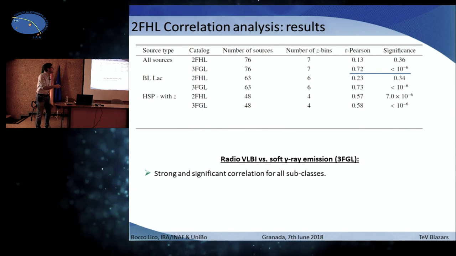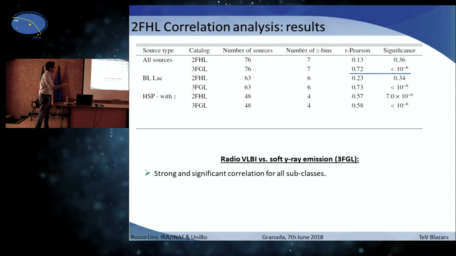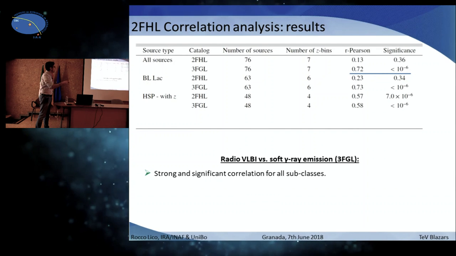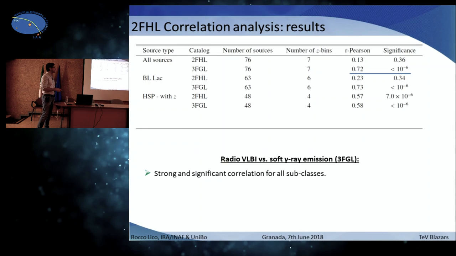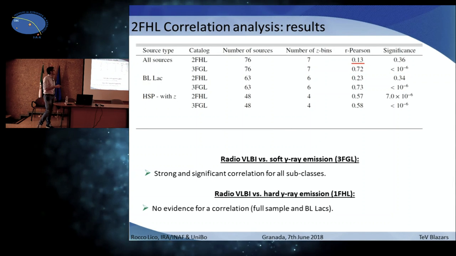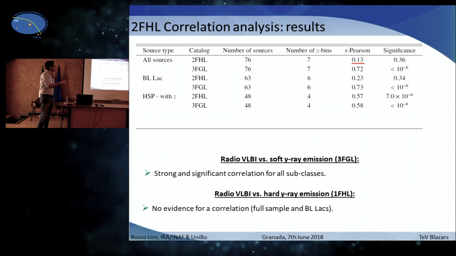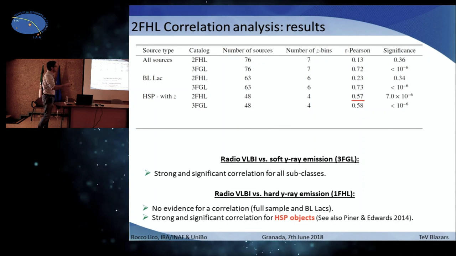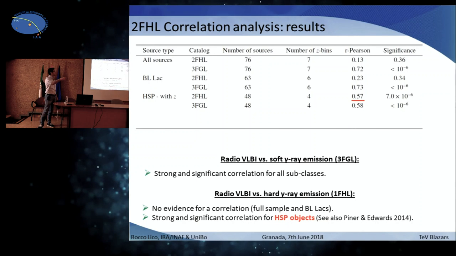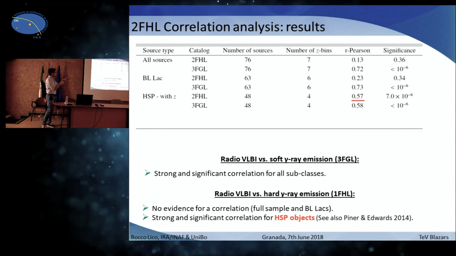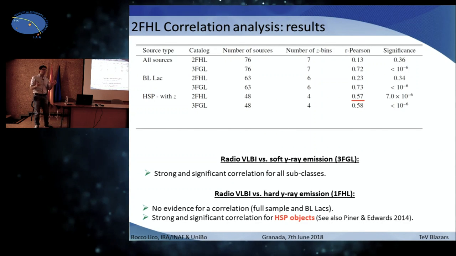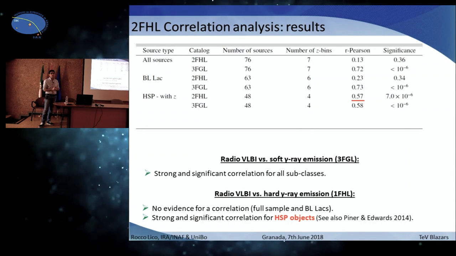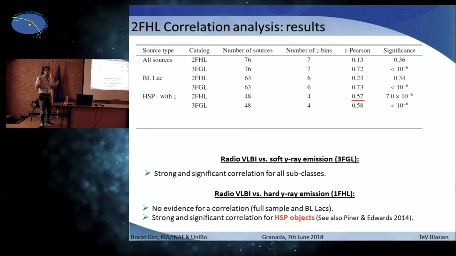Again, what we find here is that when considering the 4FGL energy fluxes, we find a strong and significant correlation for the full sample, for BL Lacs, and for HSPs. But when we go above 50 GeV, the correlation totally disappears for the full sample and for BL Lacs. And again, intermediate synchrotron peaked blazars still show a strong and significant correlation, also in this energy band up to 2 TeV. As I mentioned before, we are using a method based on the permutation of luminosities for assessing the statistical significance, and for this we are only using those sources for which a redshift measurement is available.